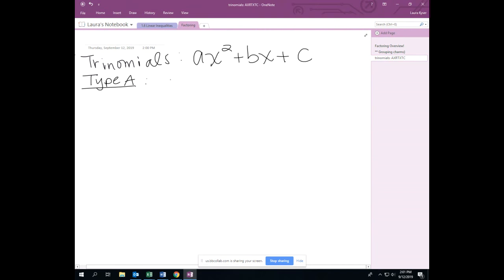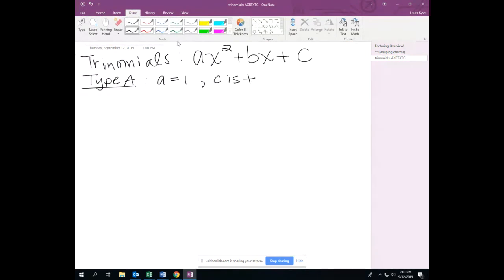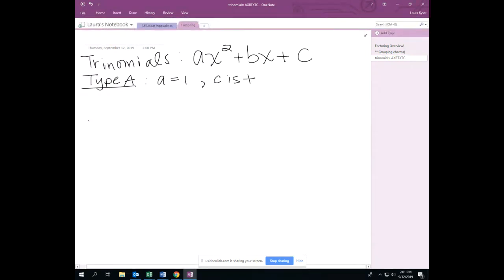So the first one I'm going to call type A, and in a type A trinomial, the leading coefficient is 1, the last term is positive. That's what makes it a type A trinomial. So type A trinomials look something like this. X squared plus 13x plus 40. Let's do x squared minus 12x plus 11.